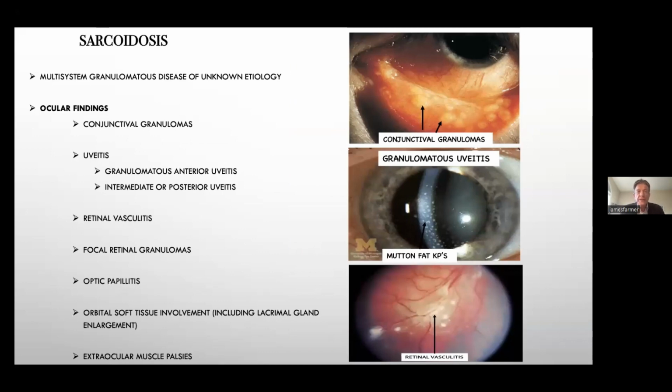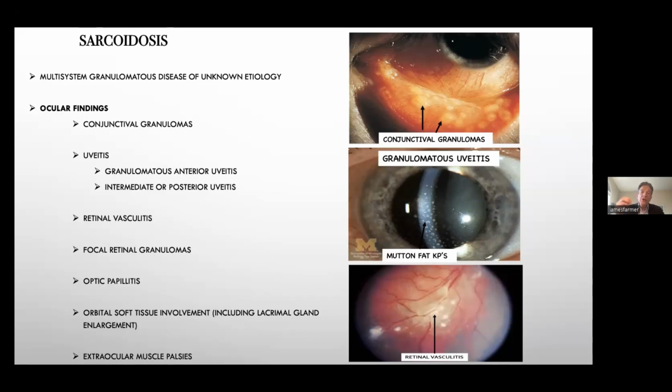Sarcoidosis, you're aware, is a multisystem granulomatous disease of unknown etiology. The saying in ophthalmology is that if you know sarcoidosis, you know ophthalmology, because it can affect every structure in the adnexa, into the orbit, optic nerve, and it presents an interesting differential. The conjunctival granulomas are these yellowish bumps that I have illustrated here. The uveitis with these granulomas on the endothelial surface, and they can actually occur on the iris surface with specific names. That's a granulomatous anterior uveitis.